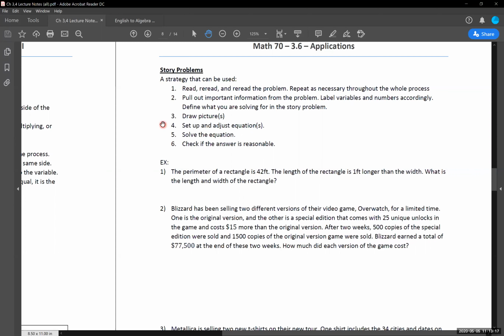Step 4, we're going to set up and adjust equations. As we've done with some previous story problems, we might be working with the perimeter of, I think we had a perimeter of a triangle showing up on the first test. So let's get the general equation for the perimeter of a triangle written down and then go in and adjust it. Do I know the perimeter? Do I know side 1, 2, or 3? So making an equation, modifying it as we go along in the process. There's nothing wrong with doing that.